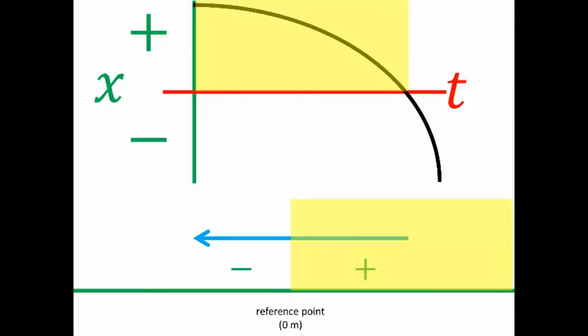So the man's going to start on the far right, and he's going to head to the left, and he's going to start slowly and go faster and faster. Because of that, he takes a long time to undergo his displacement from maximum positive position to reference point. And then he takes a short time to undergo his displacement from reference point to maximum negative position.